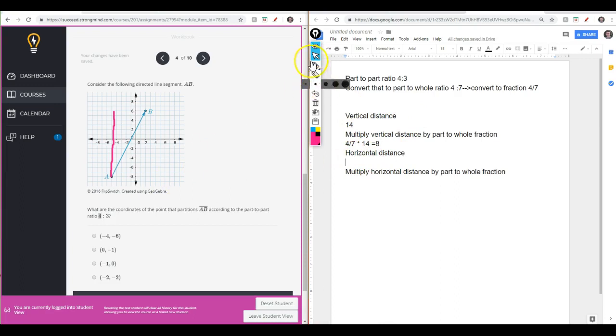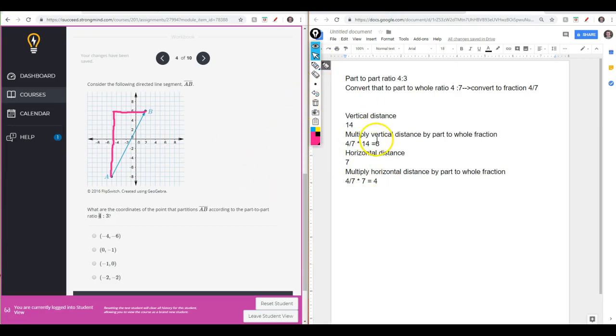Now, the horizontal distance is over 1, 2, 3, 4, 5, 6, 7. So it's 7 units long. Okay, so now we're going to multiply the horizontal distance by the part-to-whole fraction, 4/7. I only want to go 4/7 of that distance to land at my point. So I multiply it by my total units of horizontal distance, which was 7. So 4/7 times 7 reduces down to 4.